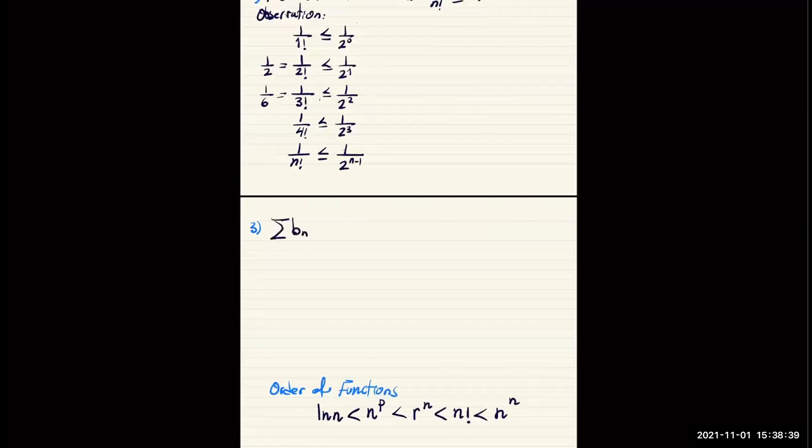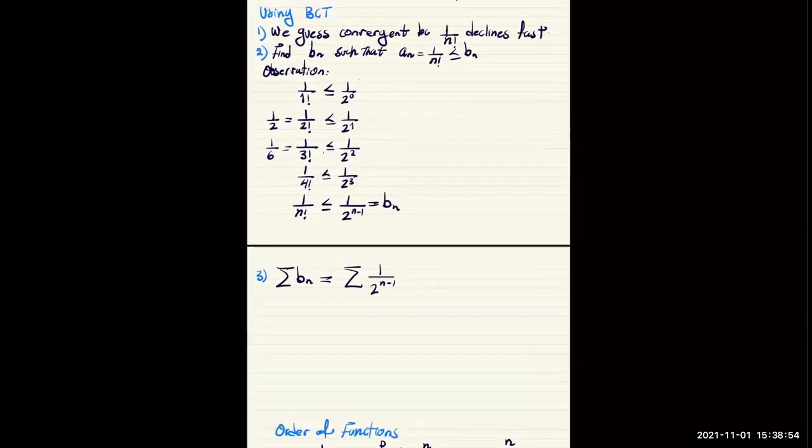You have to see what happens to the summation of b sub n. So this is our b sub n. B sub n is 1/2 to the n minus 1. And by the way, guys, this series began being true starting at 1. Okay, 1/1 factorial.